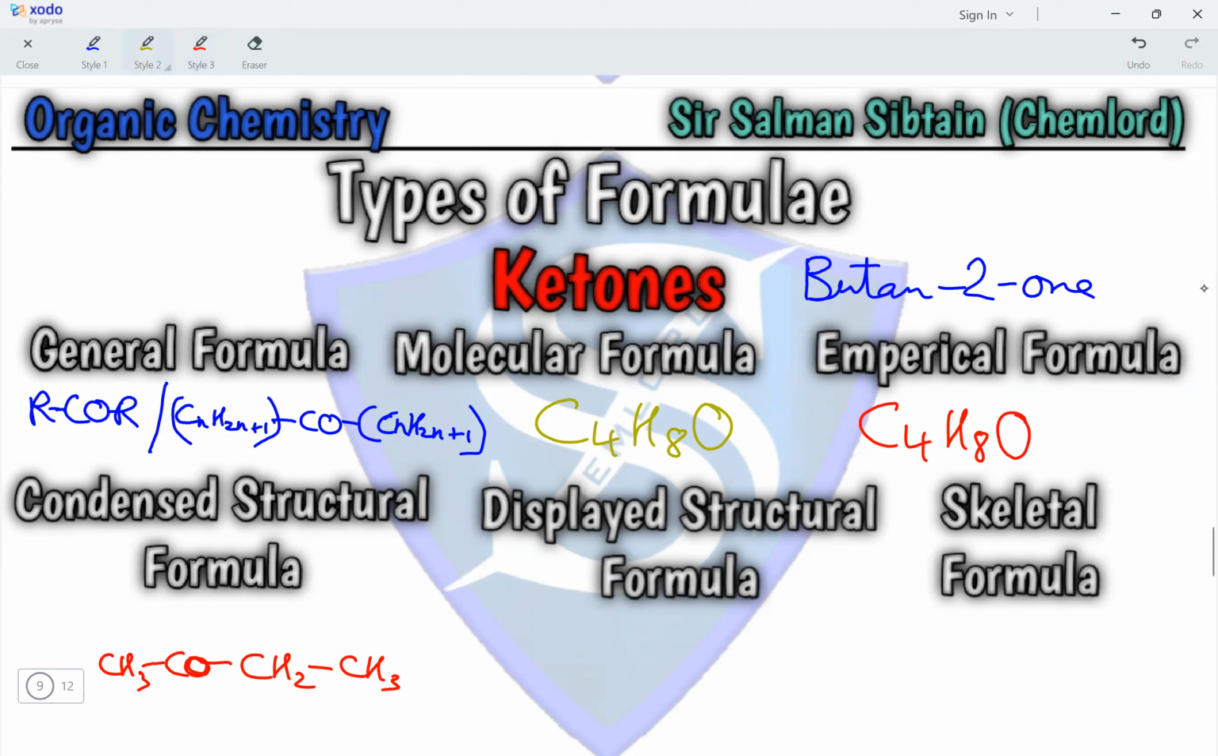Now, to display this ketone, we would have the C double bond O group placed like this, showing the double bond, then a carbon atom with three hydrogen atoms attached to it on one end, a carbon atom with two hydrogen attached to it on the other end, and completing the chain, we would have a CH3 group placed at the terminal, completing the structure of butan-2-one. The skeletal formula of butan-2-one would be four carbon atoms made this way and a double bond O placed at the second position on the chain.